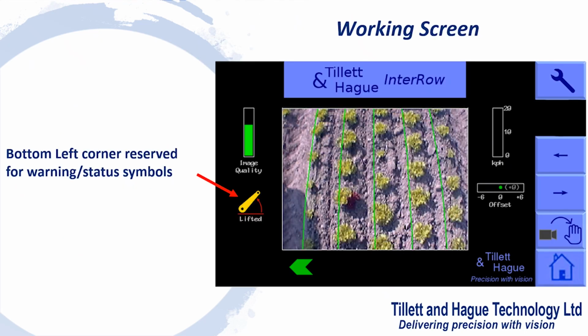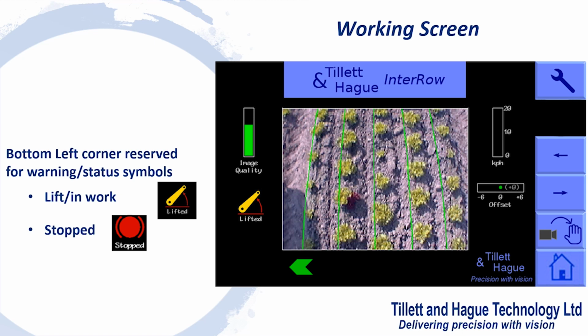Towards the bottom left corner is an area reserved for warning and system status symbols. An implement lift symbol is displayed when a lift signal is received. A circular red brake symbol is displayed if the implement is down but not moving.